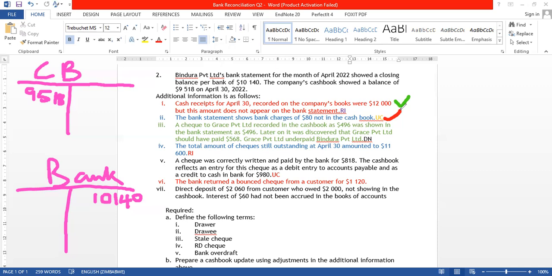So now let's go to item number 3. Marco? A check to Grace PV Limited recorded in the cash book as $496 was shown in the bank statement as $496. Later on, it was discovered that Grace PV Limited should have paid $568. Grace PV Limited underpaid Vindura PV Limited.